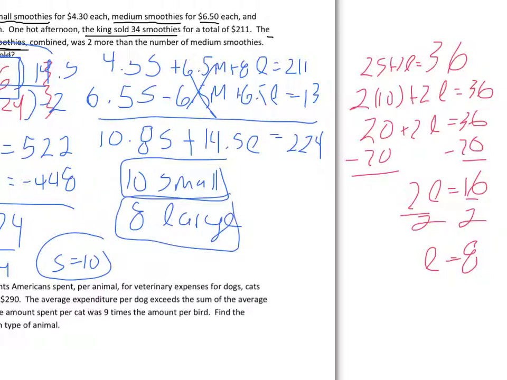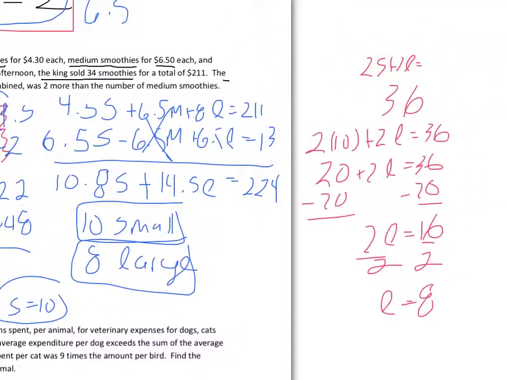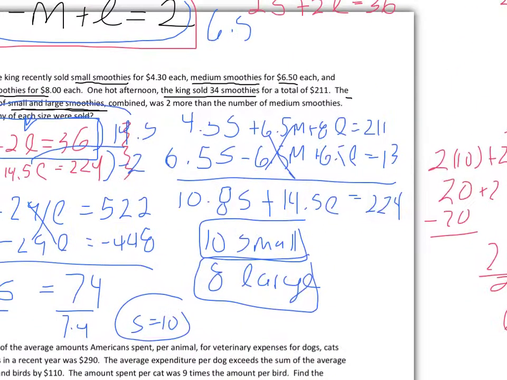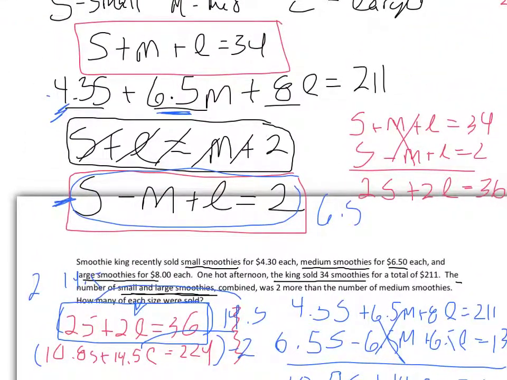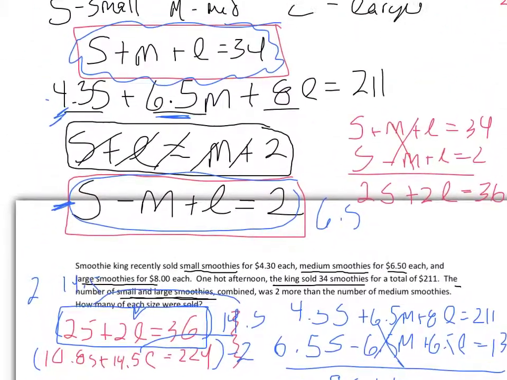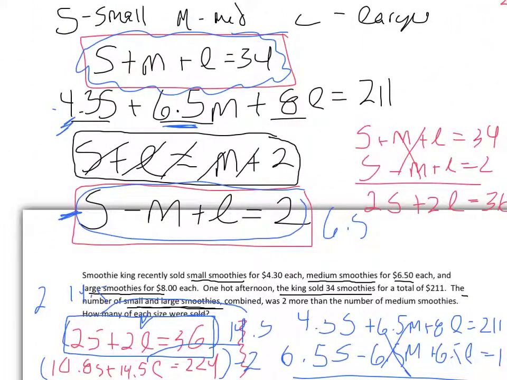and now it's time to go find the mediums. So, we're going to have to get back to one of these equations that has it. Now notice, right here we can use this one: small plus medium plus large equals 34. So, we know we have 10 small and 8 large. Plug them in. So, 10 small plus mediums plus 8 large equals 34.